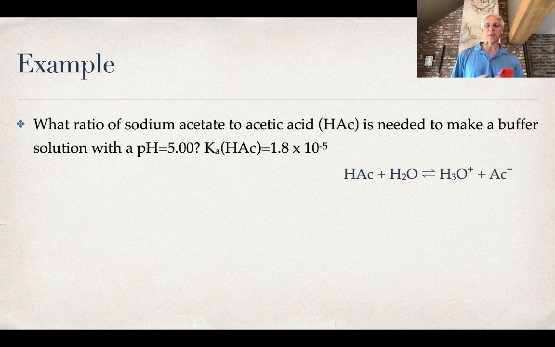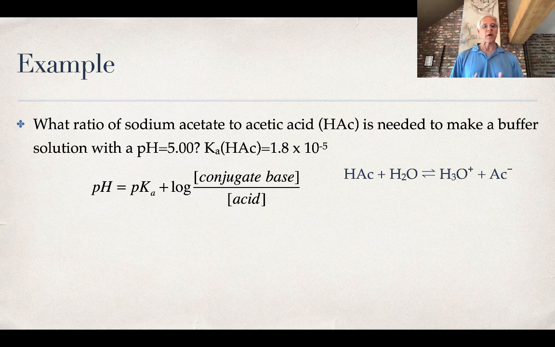So we're going to work kind of backwards here. Here's our equilibrium reaction: we've got acetic acid and water going to hydronium plus the acetate. Since we are given the Ka of acetic acid, we want to write our equilibrium reaction as the acid dissociation of acetic acid, so reacting with water. We have our Henderson-Hasselbalch equation here.